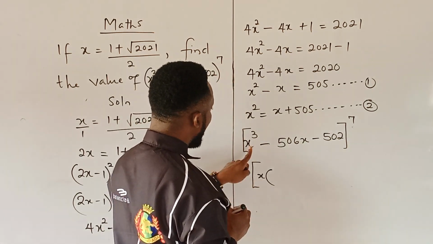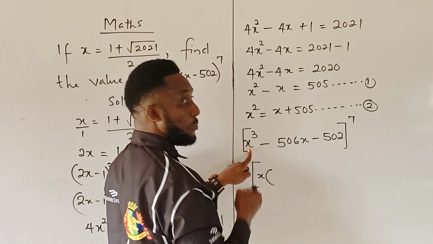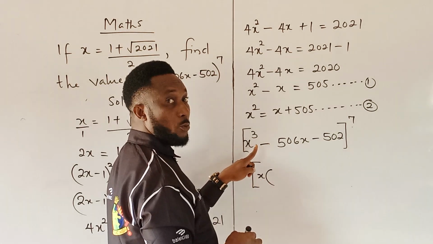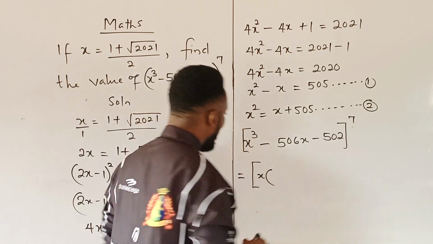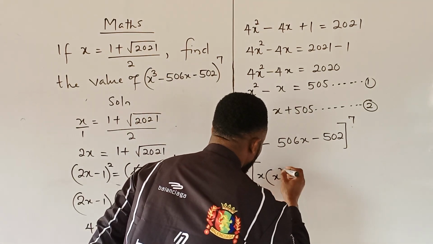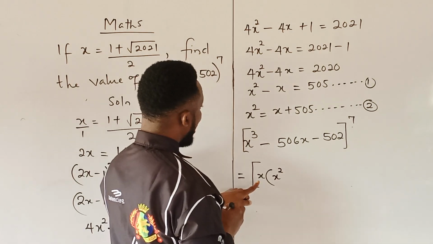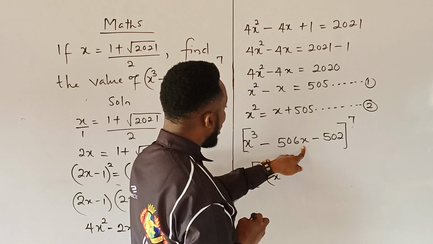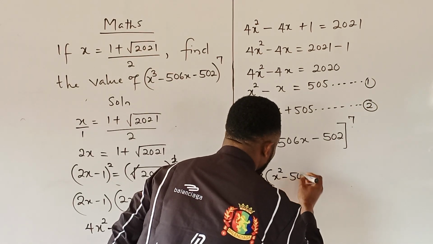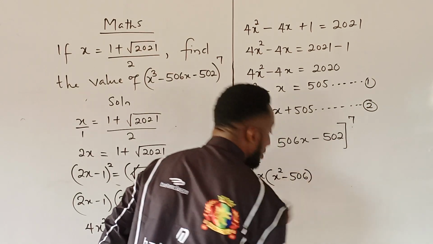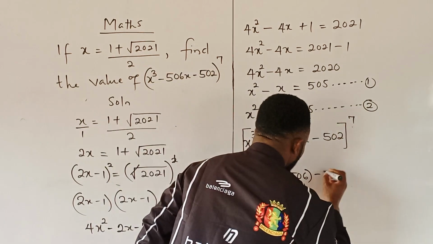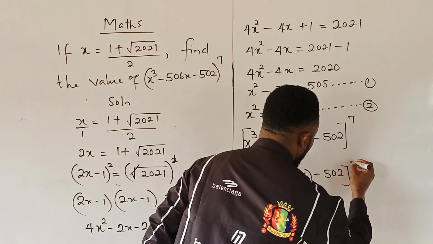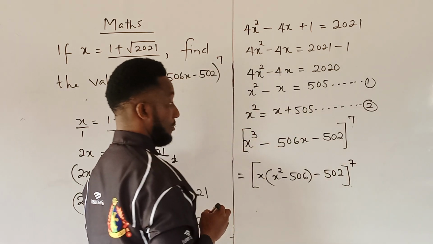I will use x to divide s cubed. S cubed is s multiply x multiply x. So one s will annihilate one x. You are left with two x's. So that becomes s squared. S divide negative 506x. S will cancel out. Negative 506 is left. So I will close this parenthesis. Minus 502. I will close this bracket. All raised to the power of 7.